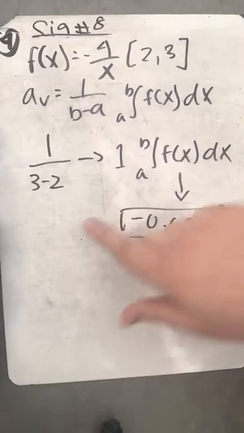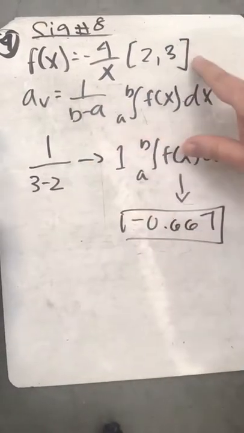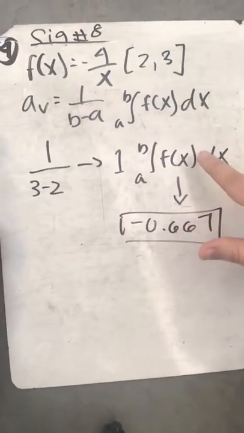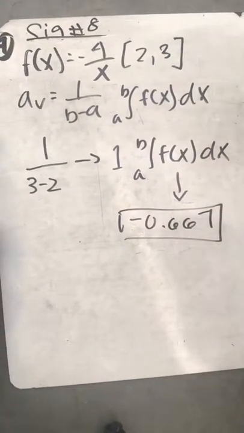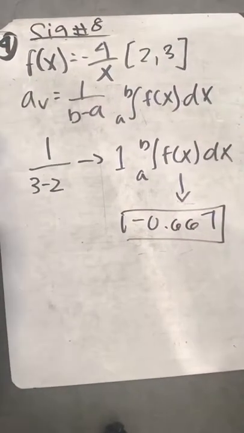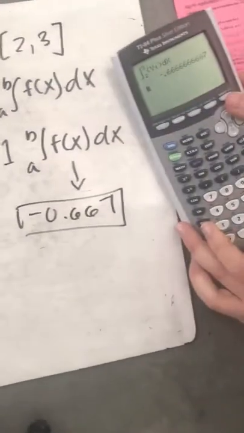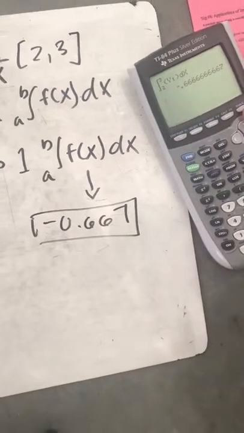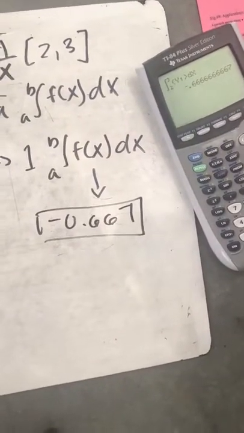So we plugged in 3 minus 2 because 3 is going to be b and 2 is going to be a, and you just get 1, so you really only have to worry about this part because anything times 1 is just going to be itself. So you plug this part into the calculator, and when you do, you're going to get negative 0.66 repeating, so then you just round it to negative 0.667.